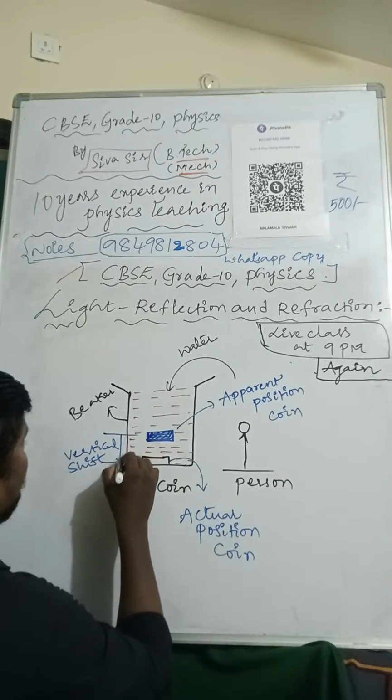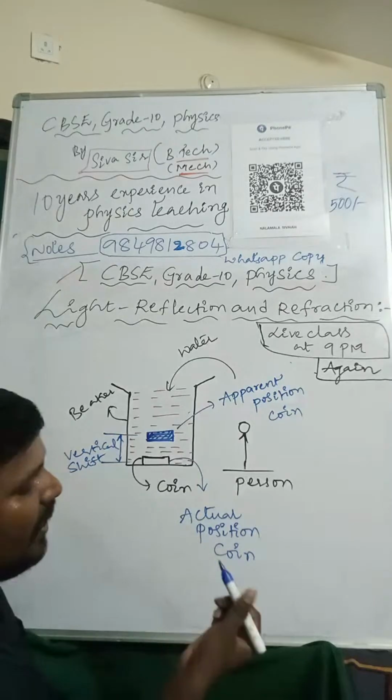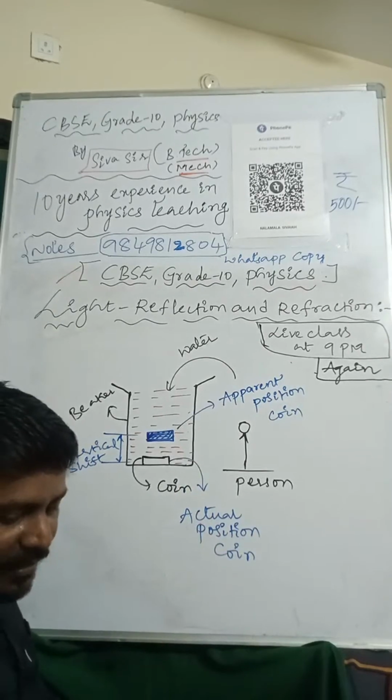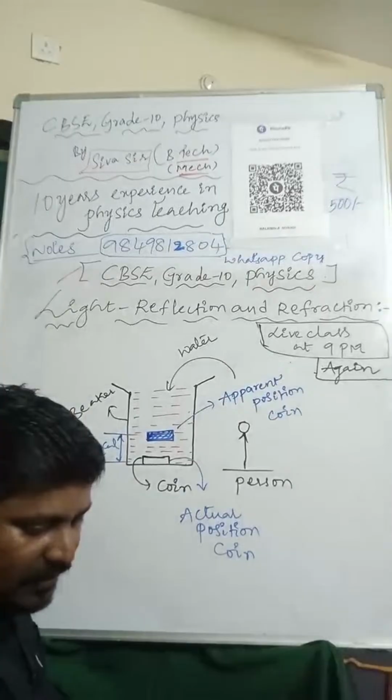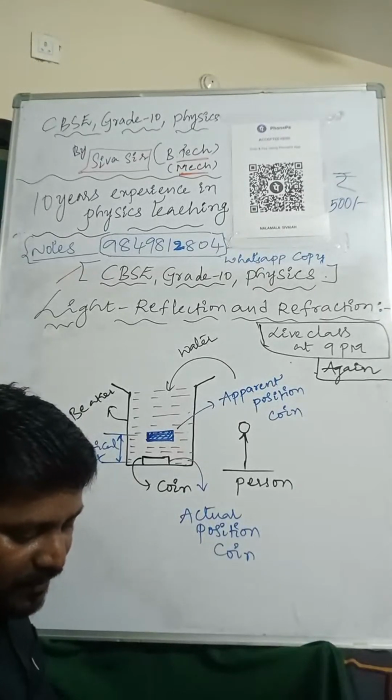So this is the distance. This is called vertical shift. Do you have any doubts? If you have any doubts, you can let me know.